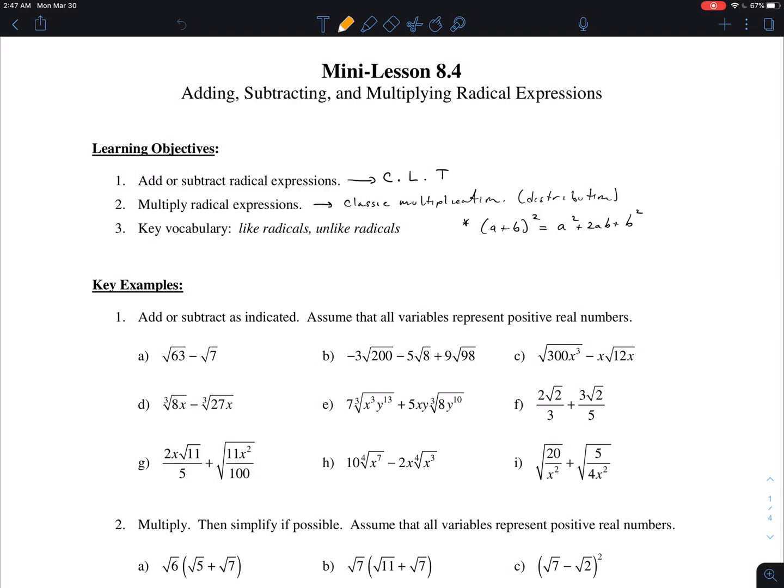This is 8.4, adding, subtracting, or a better word to use is combining, and multiplying radical expressions. So we only have a couple of learning objectives today. We're going to combine radical expressions, and that's by CLT, combine like terms. Remember, it's better than a BLT, right? Multiply radical expressions, classic multiplication, distribution.